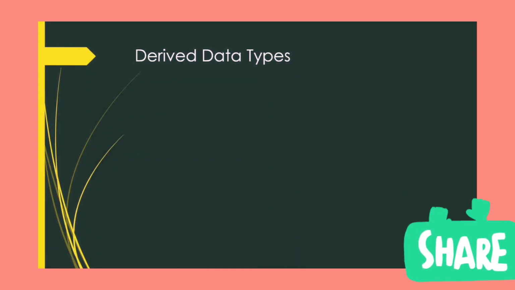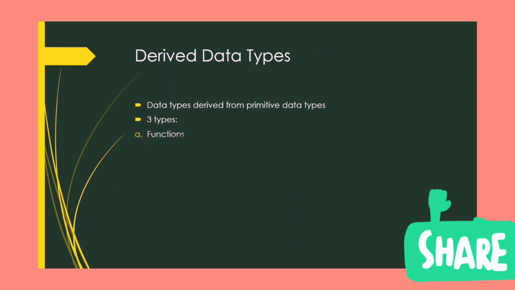Further, we discuss derived data types, which are derived from primitive data types. There are 3 types of derived data types, namely function, array, and pointer. Function is a named block of code that is defined to perform a specific, well-defined task. It is used to save the user the trouble of writing the same lines of code again and again. We will discuss functions in detail in a later video. Now, array is a collection of homogeneous values stored at continuous memory locations. We will also discuss array later. Pointers are variables used to store the address of another variable.